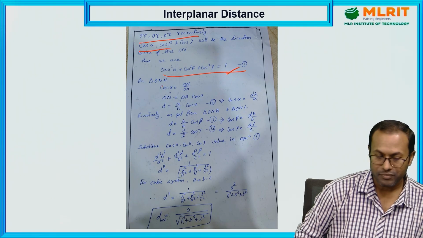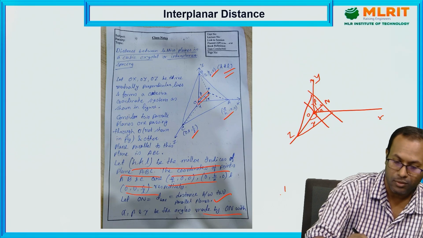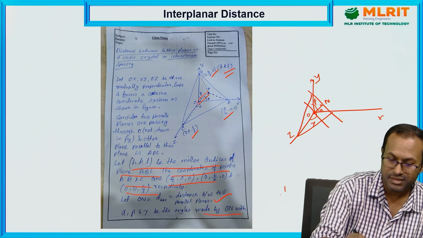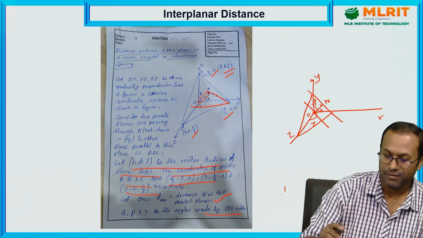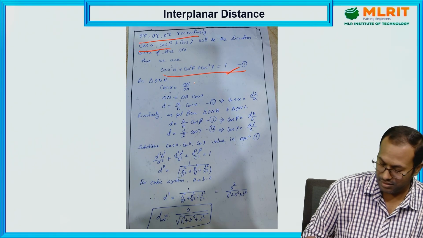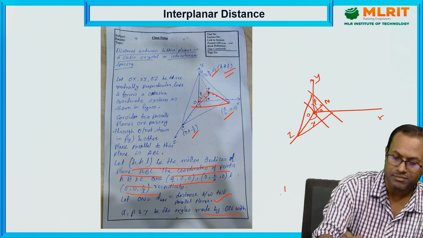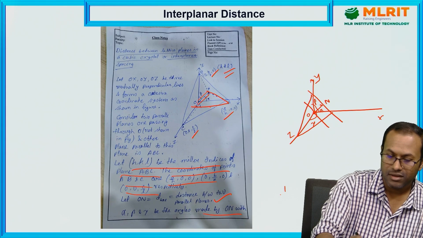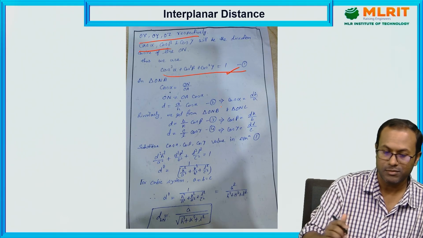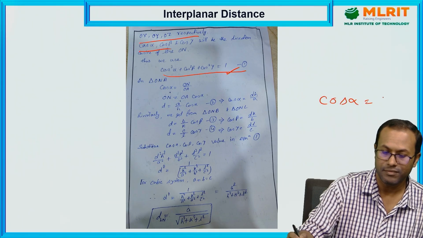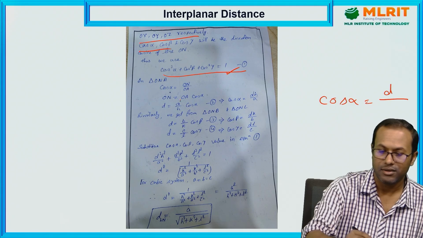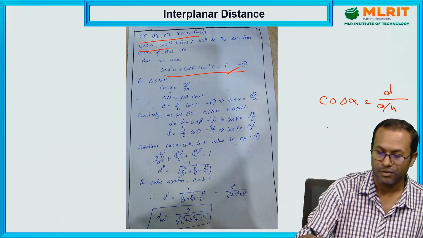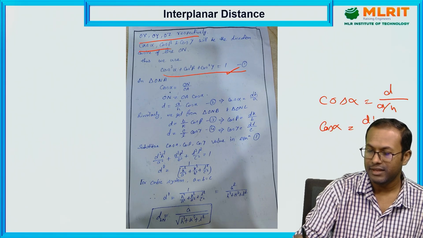Consider triangle ONA. Let's come to the previous diagram. From this triangle, what is the cos alpha value? Cos alpha is ON by OA. ON is d, and OA is a by h. So cos alpha will be d by a by h, which gives the formula cos alpha equals d h by a.